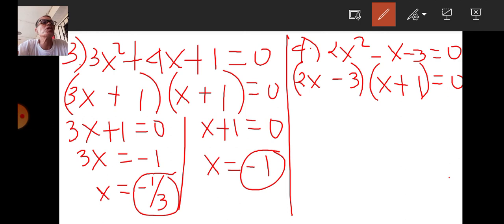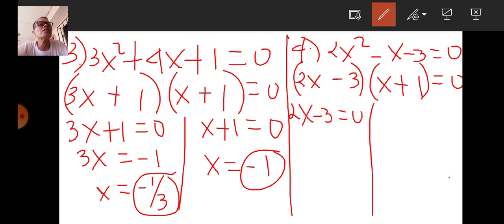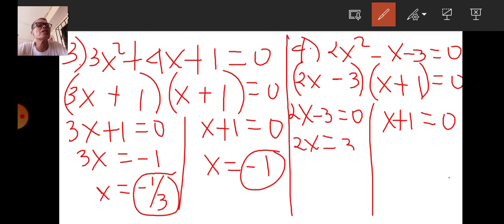So that if you are going to multiply negative 3 times x, you will have negative 3x. 2x times 1 is 2x. Negative 3x plus positive 2x, you will have negative x. And then, equate the factors to 0. You will have 2x minus 3 equals 0. The other one is x plus 1 equals 0. So transpose 3 to the other side, the equation becomes 2x equals 3. Dividing both sides of the equation by 2, you will have x is equal to 3 over 2.